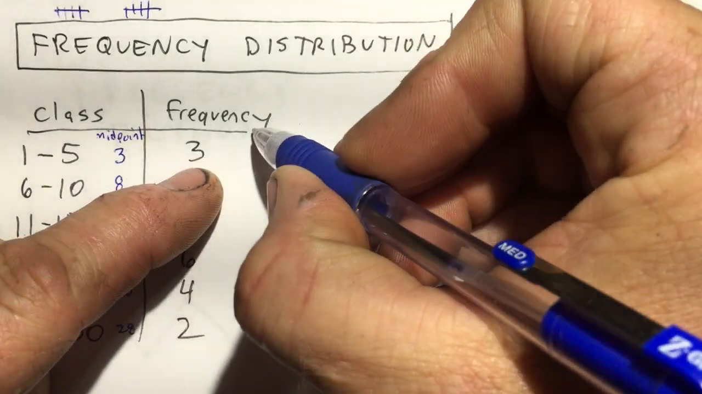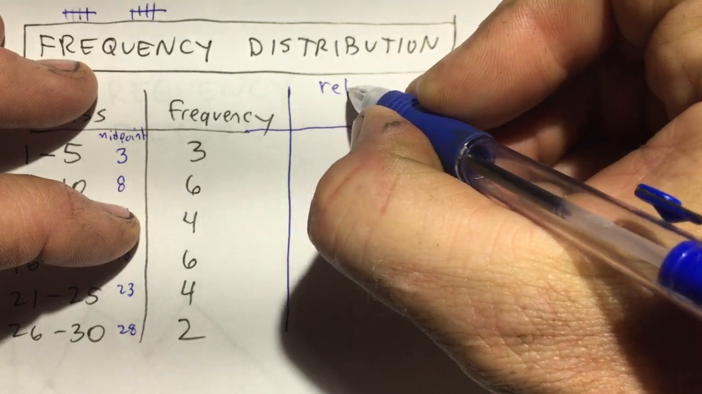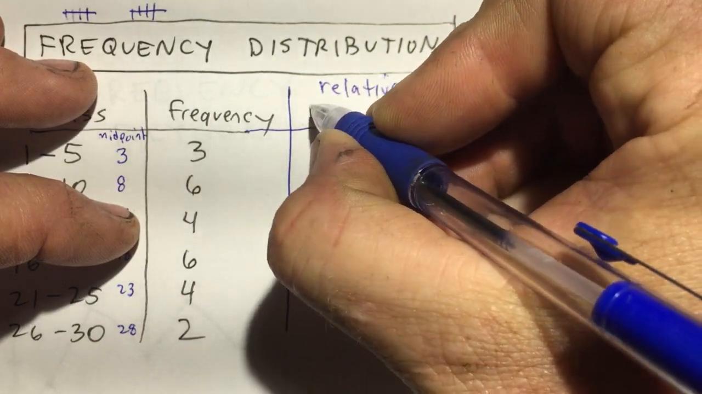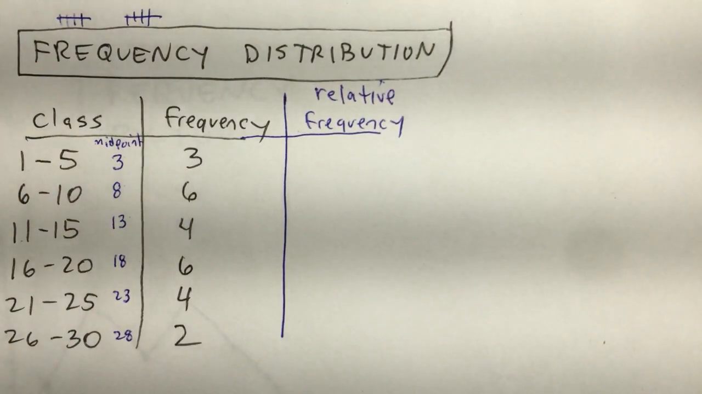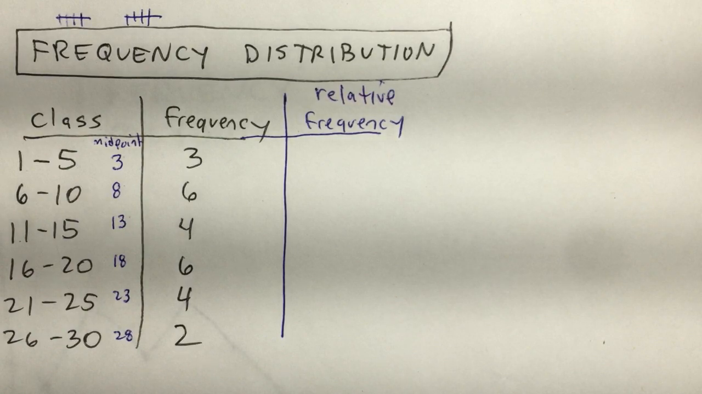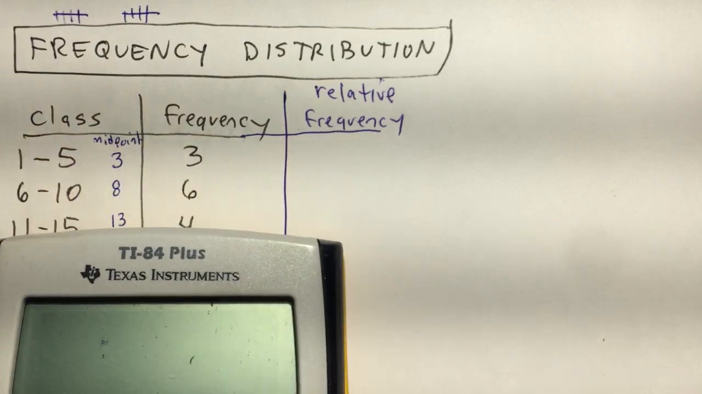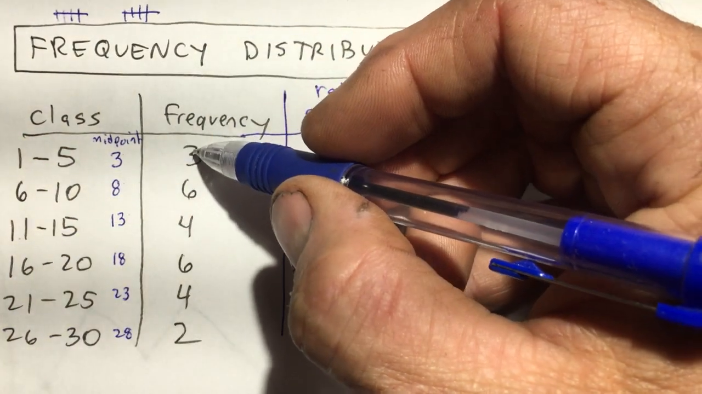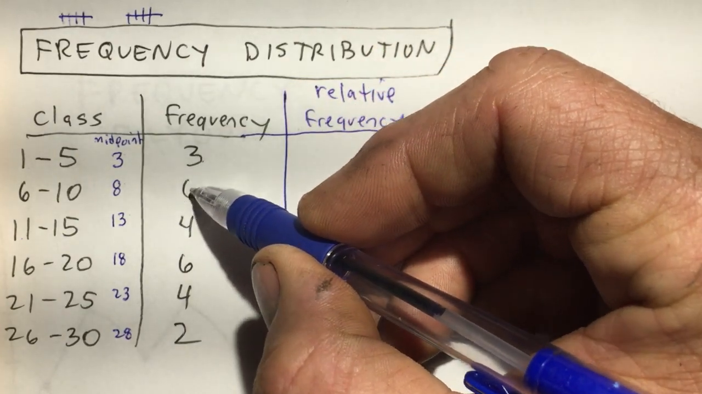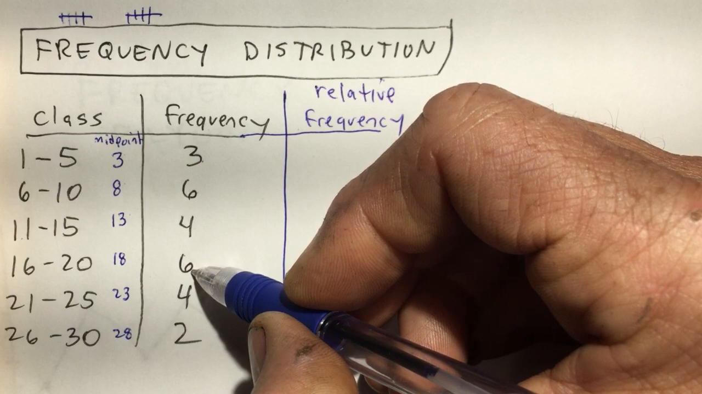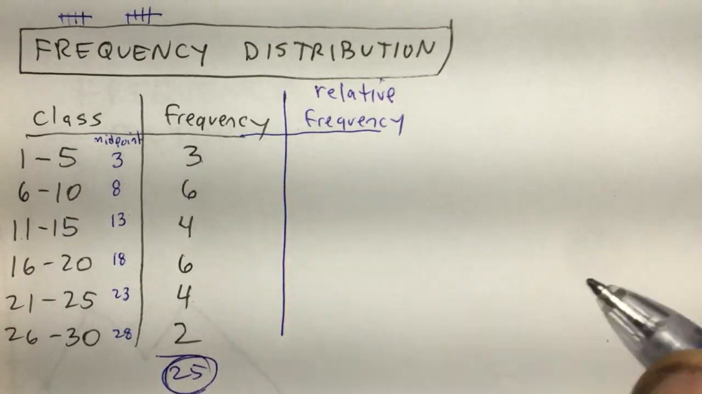Now, next to frequency, let's add another thing. Let's call this relative frequency. The relative frequency is, if I take this calculator here, and first of all, let's add up all our frequencies here. I've got 3 here, plus 6 is 9, plus 4 is 13, plus 6 is 19, plus 4 is 23, plus 2. There's 25 total.